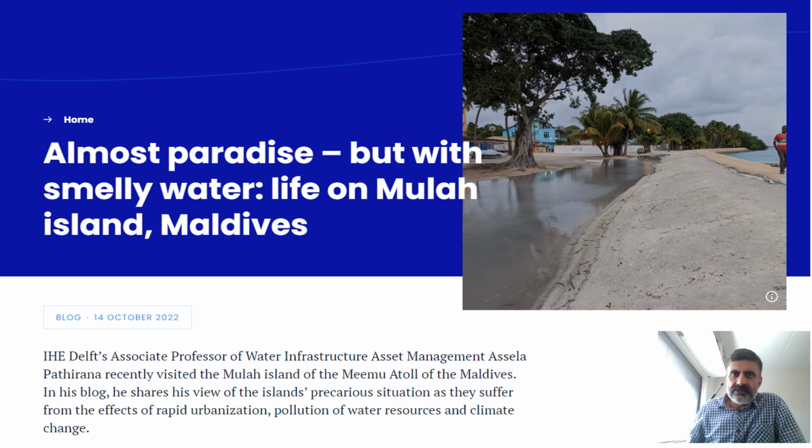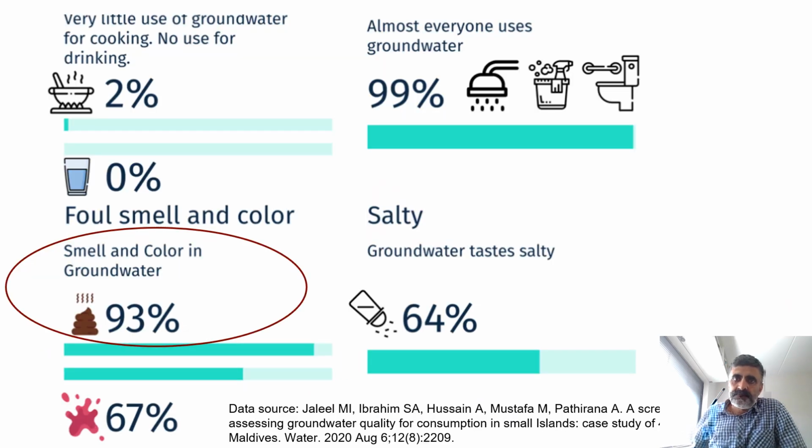Probably due to the high human activities due to the very high population densities, the groundwater system in these islands are polluted. The foul smell observed in the groundwater system is probably due to this pollution. In 2020, Jalil and the co-authors published a groundwater quality perception survey covering 45 inhabited islands in the Maldives. This research shows some 93% of the households that were interviewed indicated that their groundwater has a foul smell.